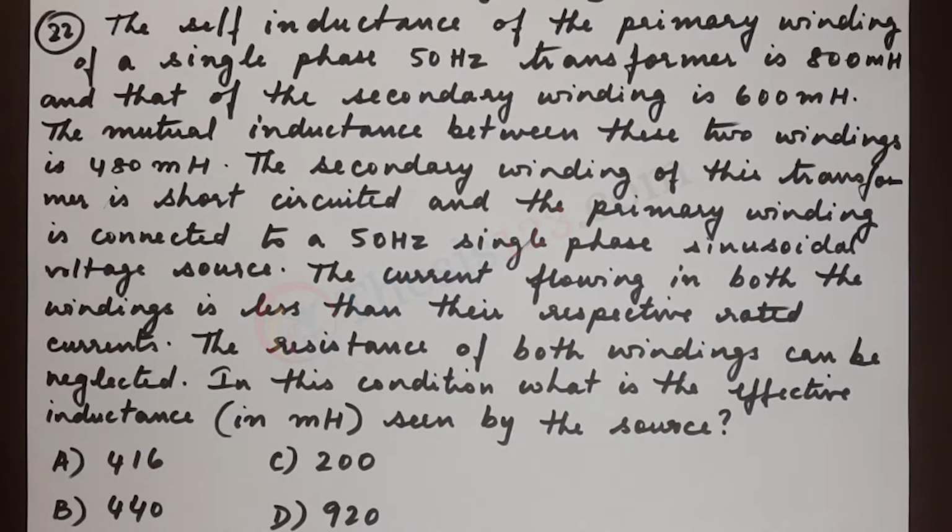So we have our options given A, B, C and D, and all these four options are given in terms of millihenry into 10 power minus 3. So let's begin by writing down what's given to us along with a circuit diagram that describes the situation here.